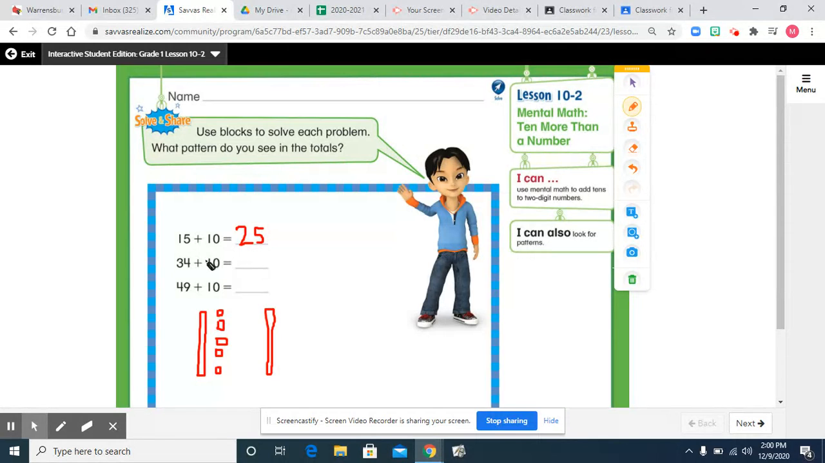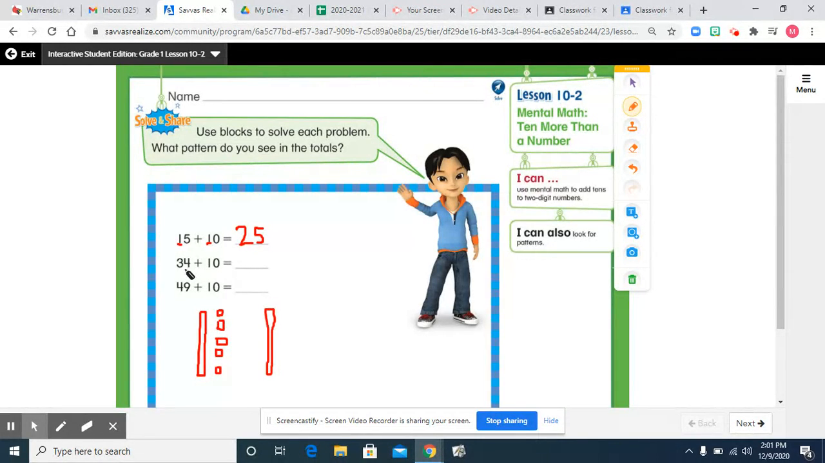Now, if you look at the tens place in 15, there's a 1 there. And there is a 1 in the tens place in 10. So 1 plus 1 equals 2. And then 5 plus 0 equals 5. And that's how we got 25. So really, the number in the tens place in 15 just went up by 1. Because anytime you add 10 to something, the tens place will go up by 1.